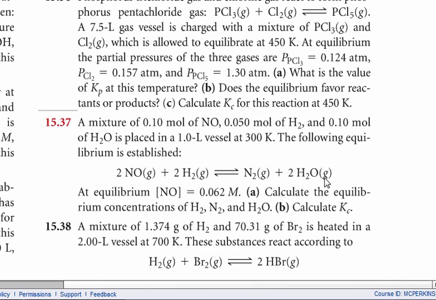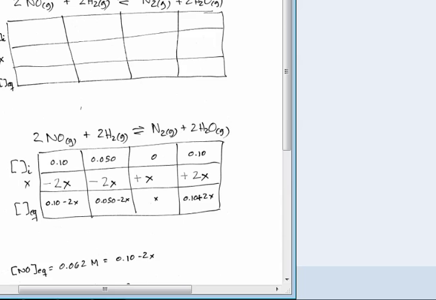We're also told through the balanced chemical equation that all of these are gases. So we know that we can include them as concentrations in our equilibrium constant. We're also told our equilibrium concentration of nitrogen monoxide. And from this information, we're asked to calculate the equilibrium concentrations of all the other chemicals, and we're asked to calculate Kc.